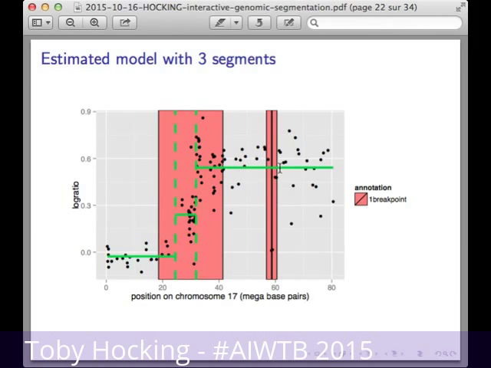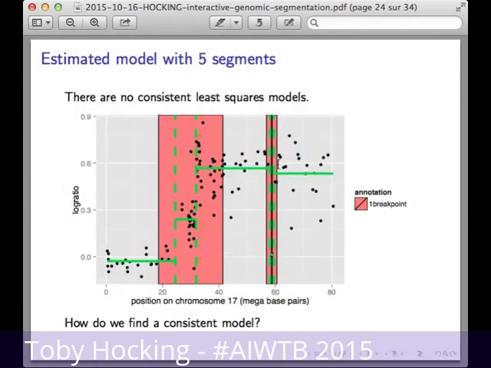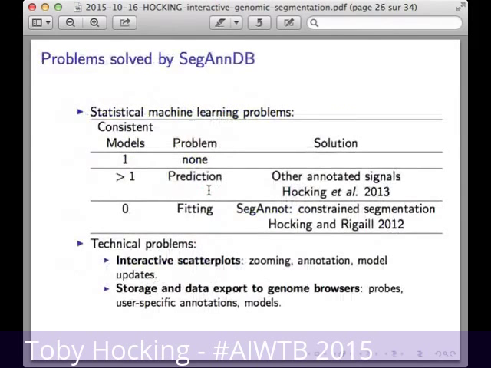With 3 segments, this is actually worse because here we have a false positive and 2 false negatives. And with 5 segments, finally, we have these 2 labels which are correct, but this one is still a false positive. So in fact, there are no consistent least squares or maximum likelihood segmentation models. So how do we find a consistent model in that case? For this interactive annotation software, it's critical that the doctors are able to find a consistent model. So how do we provide that to them? I'm going to briefly explain how we did that.